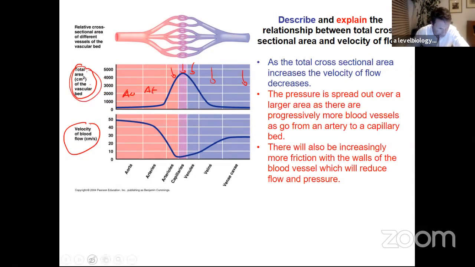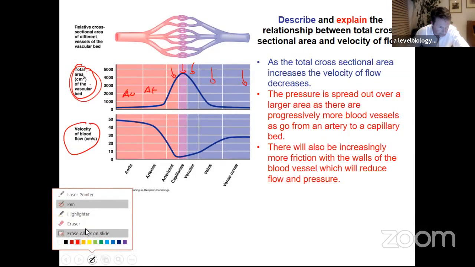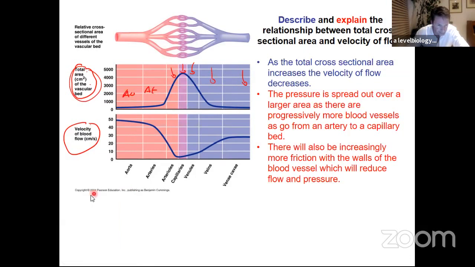Now, a bit that gets lost on students, fairly sensibly, you can see that as the cross-sectional area increases, then the pressure falls, because the total cross-sectional area is increasing, but the cross-sectional area of each individual vessel is getting smaller and smaller and smaller as you go from aorta to artery to arteriole to capillaries.